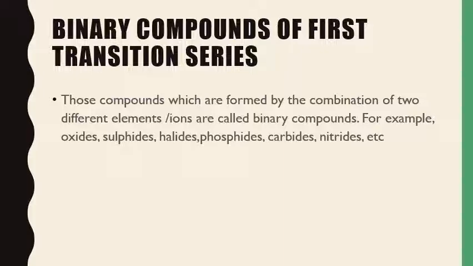So let's understand what binary compounds are. Those compounds which are formed by the combination of two different elements or ions are called binary compounds. The first transition series, or the 3d series, forms many types of binary compounds with oxygen, sulfur, halogens, carbon, nitrogen. It forms various binary compounds like oxides, sulfides, halides, phosphides, carbides, nitrides.